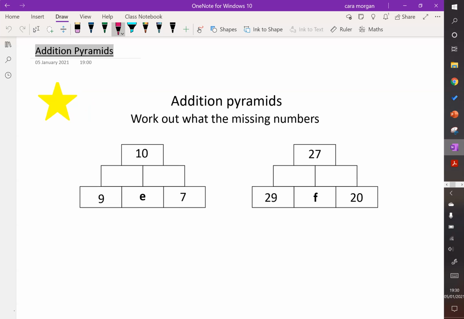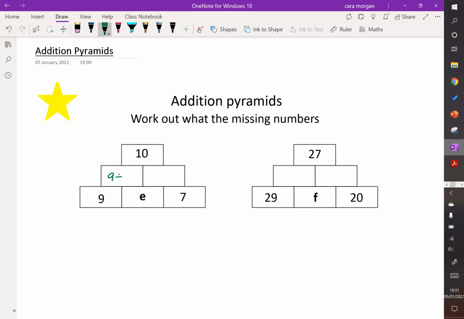Okay, now this has got a yellow star by it, which tells me that it's going to be a bit more tricky. I'm not quite sure why. Maybe you'd like to have a go and see why you think this is a little bit harder than the ones I've just given you. Okay, I'm going to start going through them now.